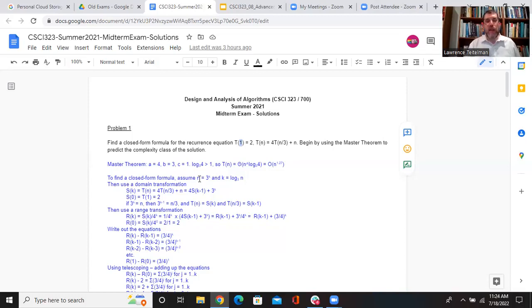Because if I take n and divide by 3, that's the same as 3 to the k divided by 3. So that's like 3 to the k minus 1. It's a function of k, so when it gets down to n over 3, that's like k minus 1. What I'm doing is substituting the 3 to the k for the n. 3 to the k divided by 3 is 3 to the k minus 1. So instead of T of 3 to the k minus 1, I have S of k minus 1.